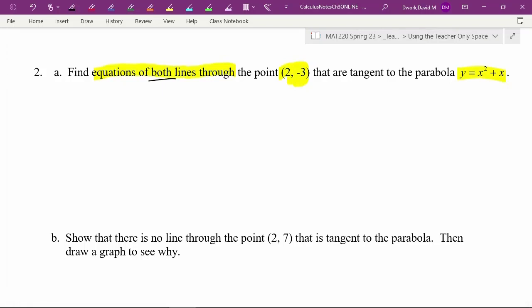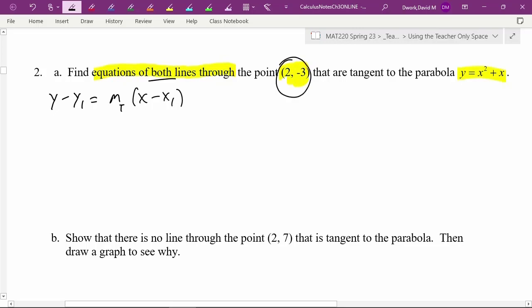Now, what do we need to write the equation of any line? Well, we always jump to point slope, so it's y minus y1 is equal to the slope of the tangent line times x minus x1. So I need an ordered pair that my line is going to pass through. We already have one of those. And I need the slope of the tangent line.